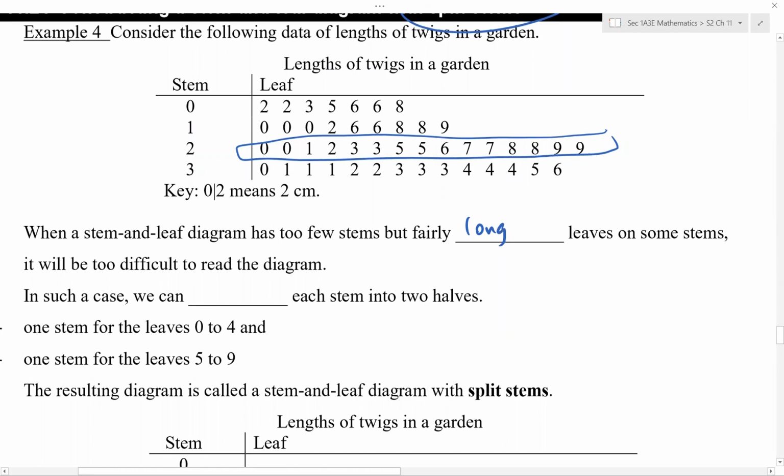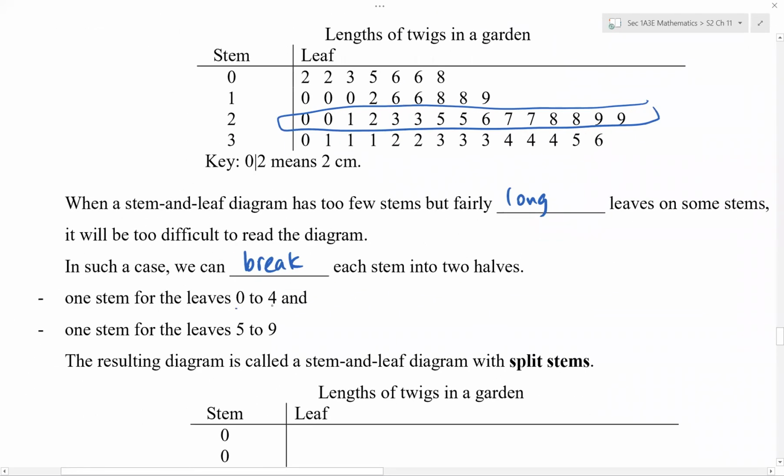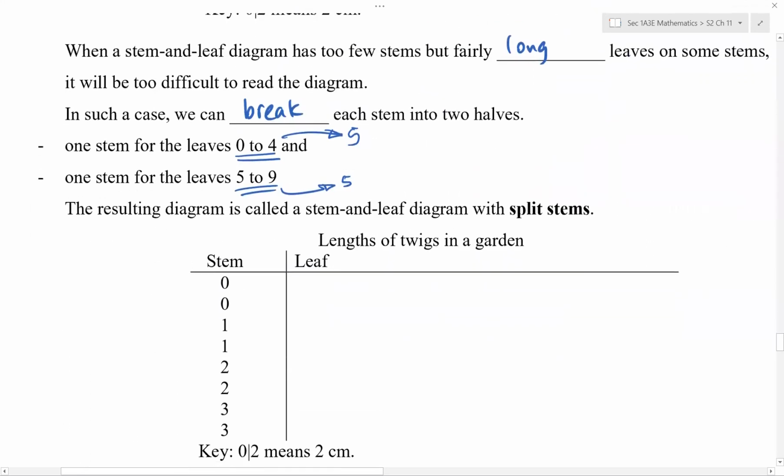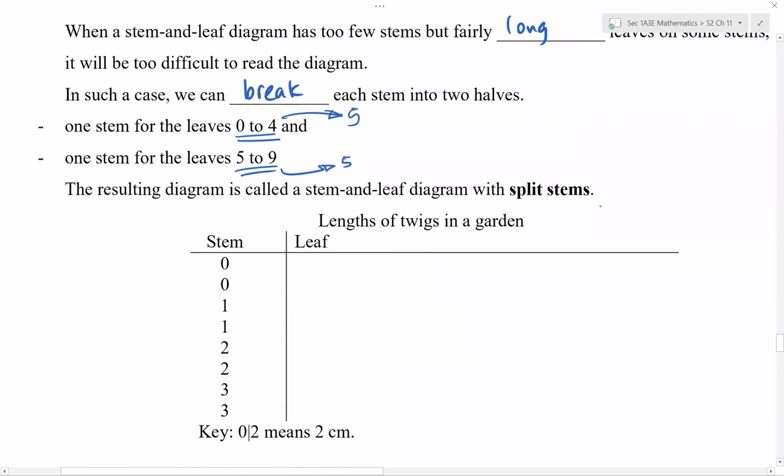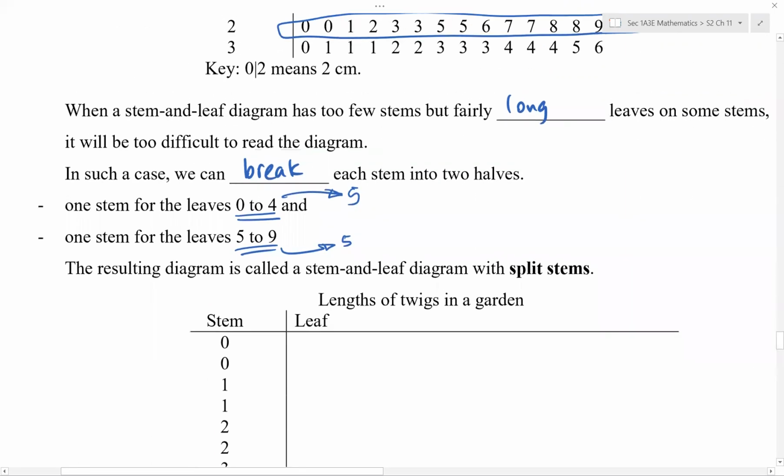So in this case, we can break each stem into 2 halves. One stem for the leaves from 0 to 4, so there are 5 over here, and then from 5 to 9, another 5. So the resulting diagram is a stem and leaf diagram with split stems. So you see 0, 0, 1, 1, 2, 2, and 3, 3. In each of these stems, we'll have a maximum of 5 different digits. So let's break them down first.